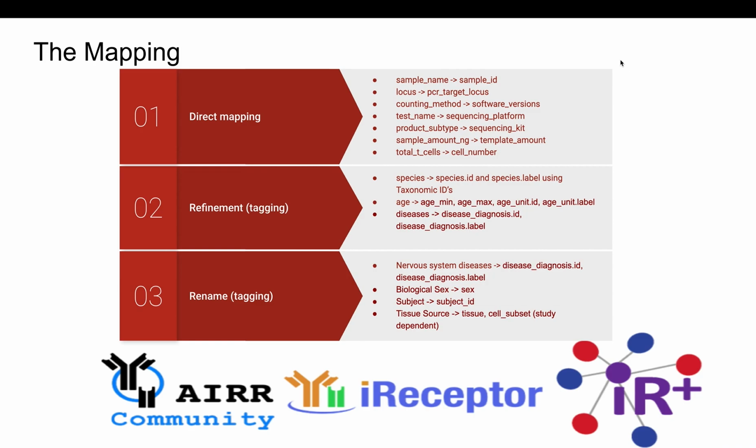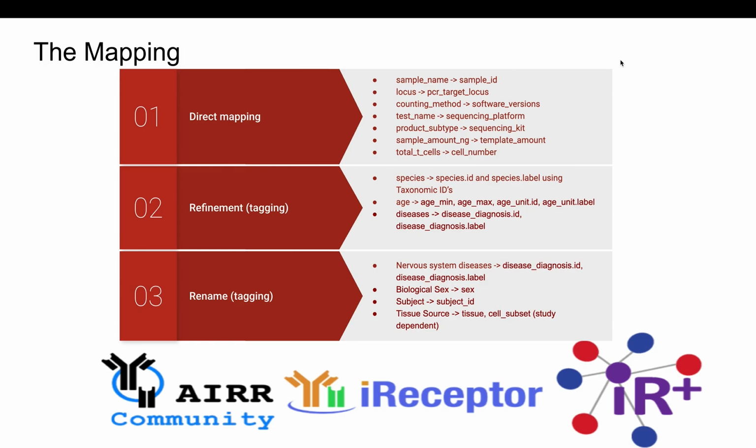The mapping is as follows. We divide the mapping into two categories, direct mapping and tagging. Tagging can include either refinement of the fields or renaming. Direct mapping included fields that could be mapped on a one-to-one basis and only required renaming the field.